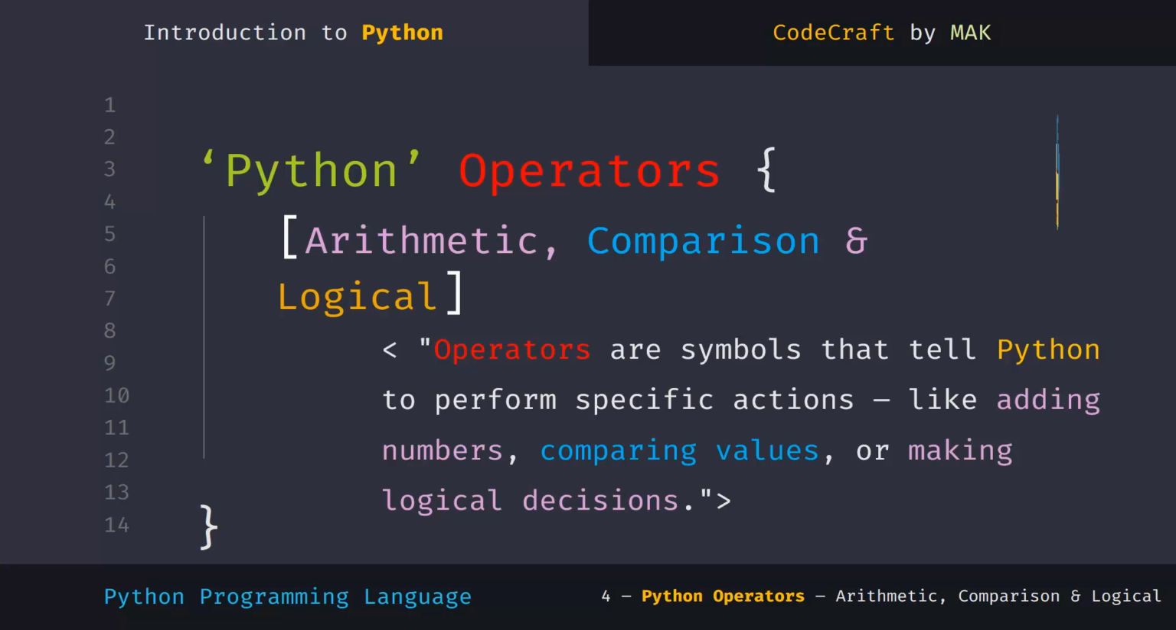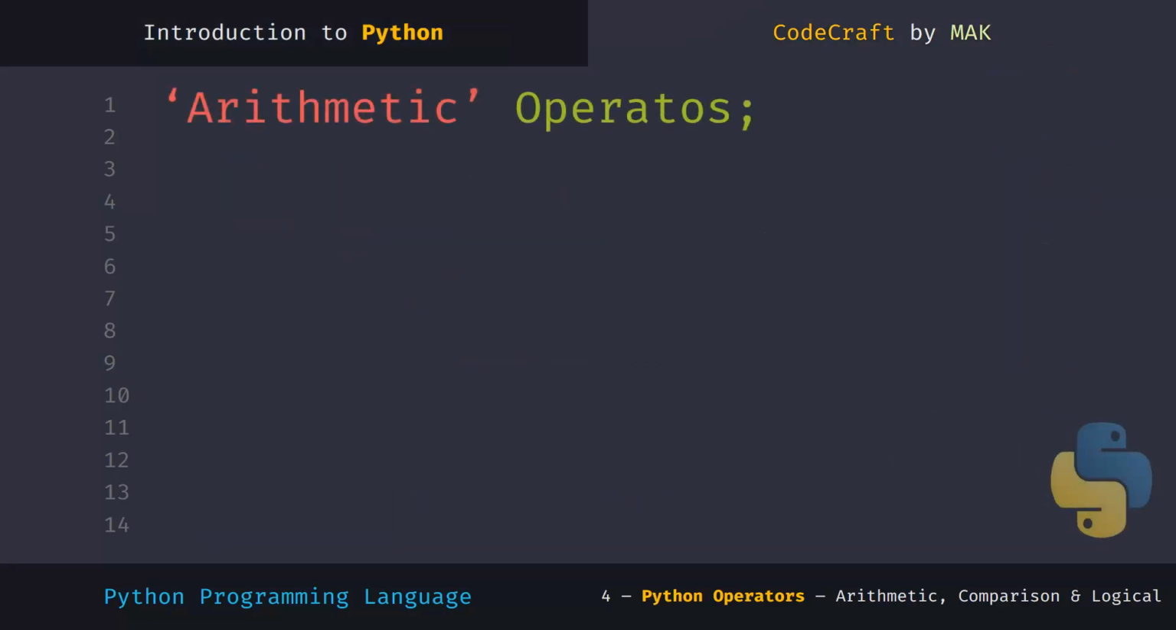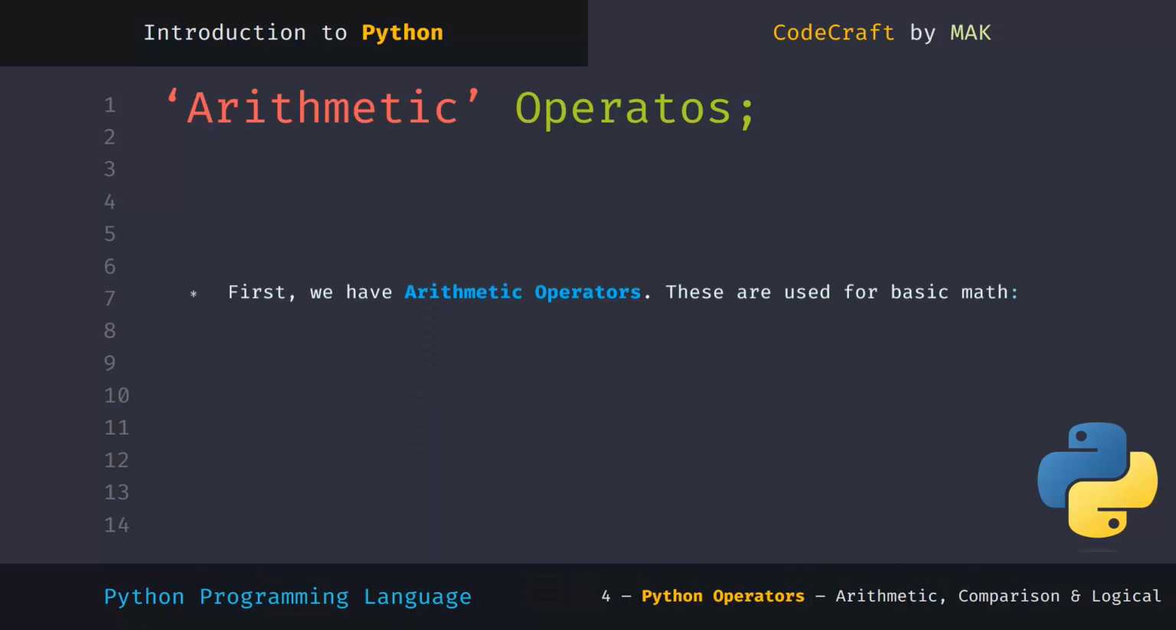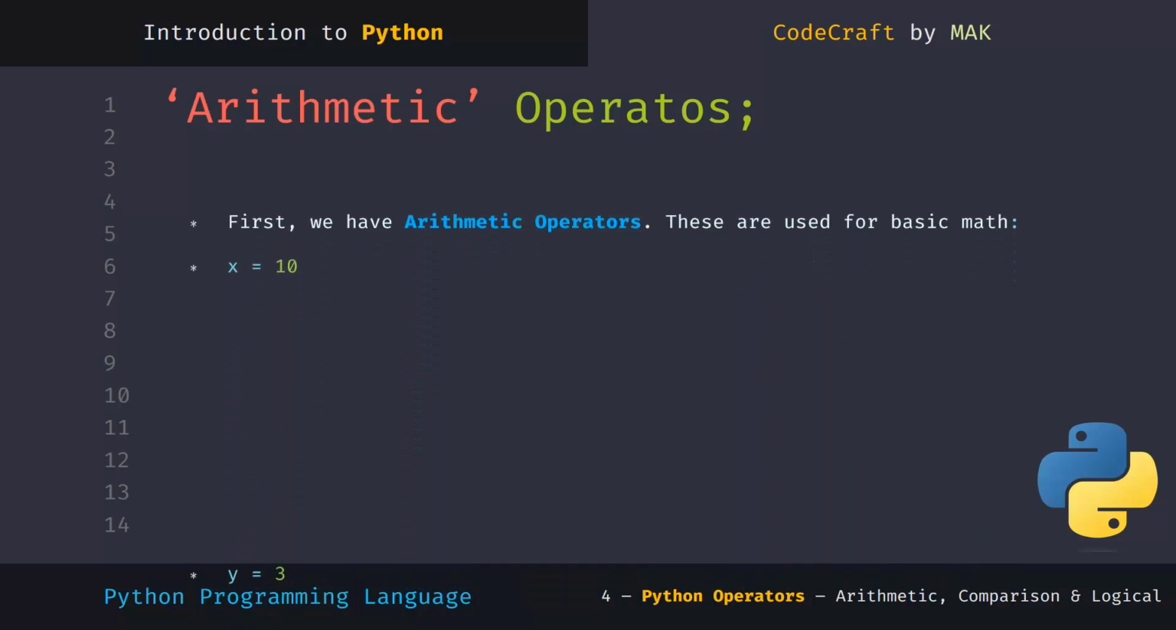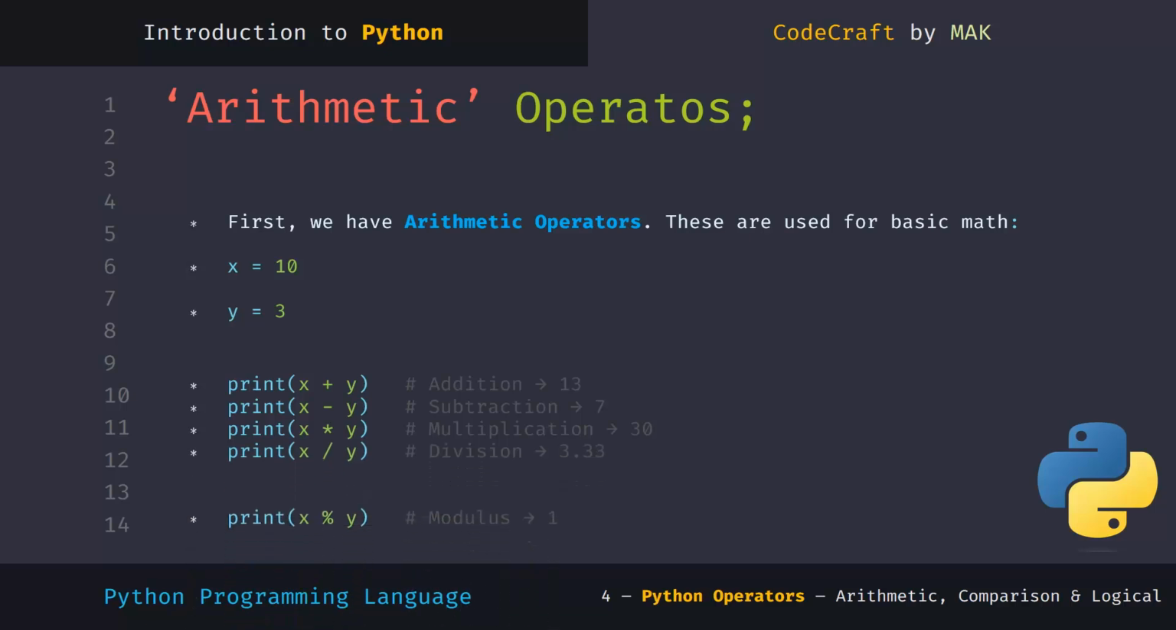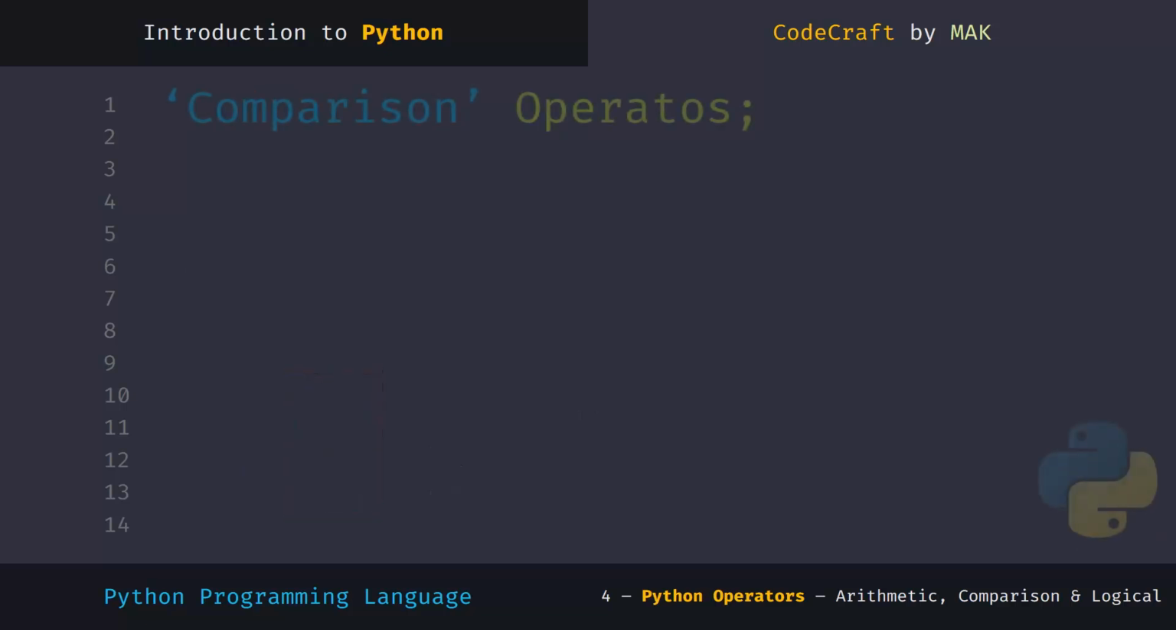First we have arithmetic operators. These are used for basic math. For example, x is equal to 10, y is equal to 3. Then arithmetic operators are plus, minus, multiply, divide, modulus, and exponent, that is the power of something. For example, x plus y, 10 plus 3 is equal to 13, 10 minus 3 is equal to 7, and so on.